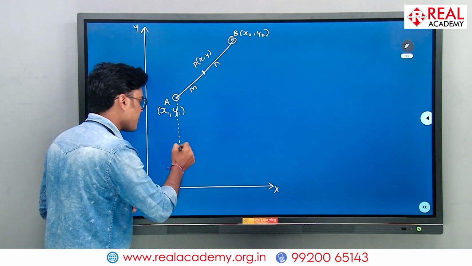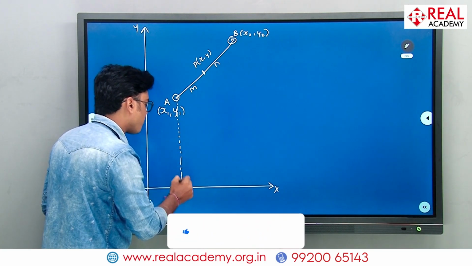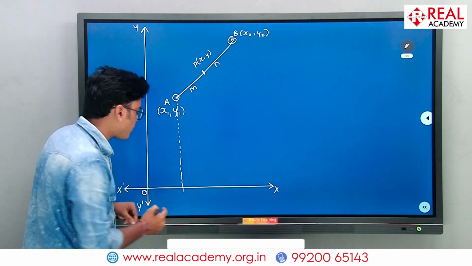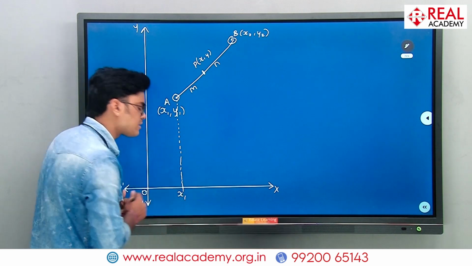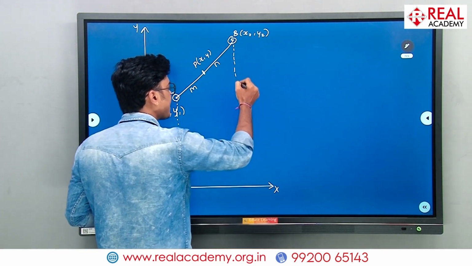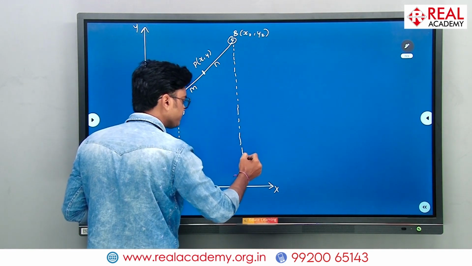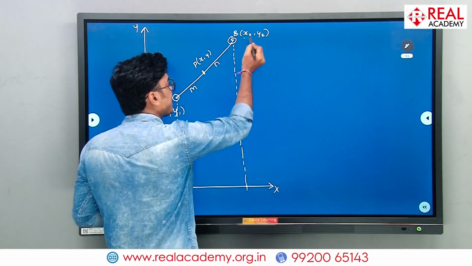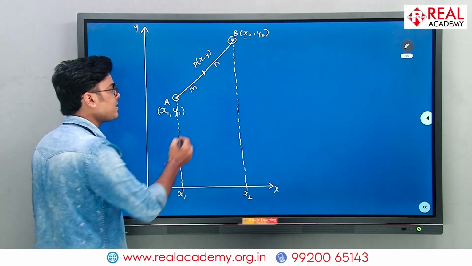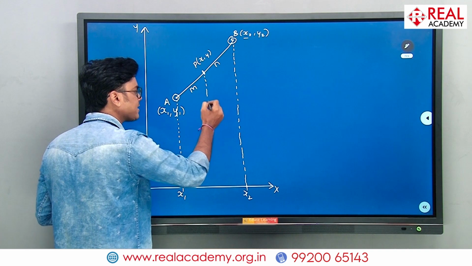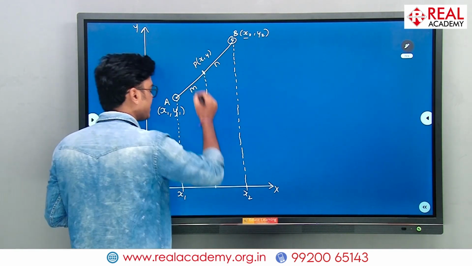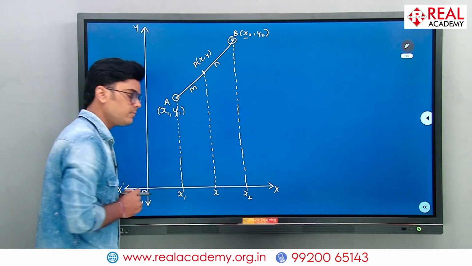What will be its projection on the x axis? Obviously, its coordinates are x1, y1. Correct? So this point on the x axis is x1. Similarly, if you project this point downwards on the x axis, it is x2. Correct? And similarly, if you project this point on the x axis in the downward direction, this is x.